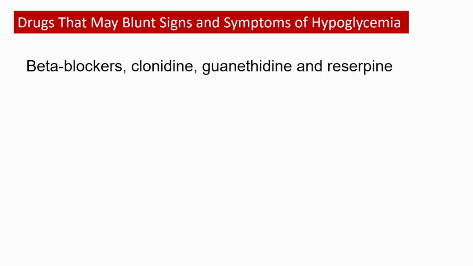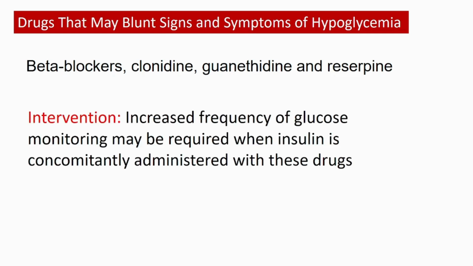Also, there are some drugs that can blunt the signs of hypoglycemia. I mean, they mask the symptoms of hypoglycemia. That means the patient may not feel hypoglycemia even though they have severely low blood glucose. Beta blockers are the best example. When someone takes insulin with beta blockers concomitantly, they may not experience symptoms of hypoglycemia. However, they will have low blood glucose, which can be potentially dangerous. The same intervention applies: increase the frequency of glucose monitoring when using these together.